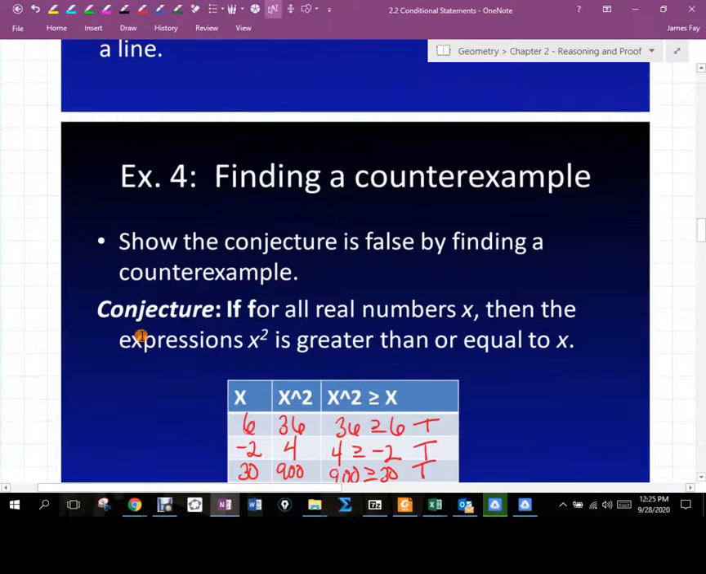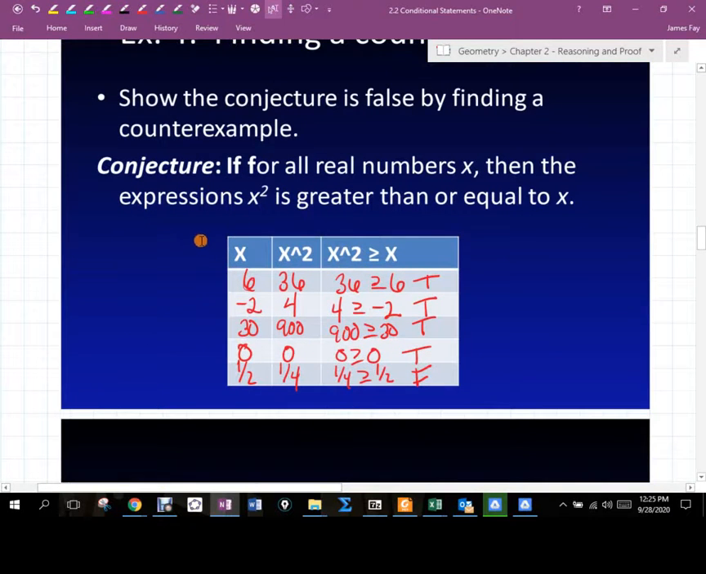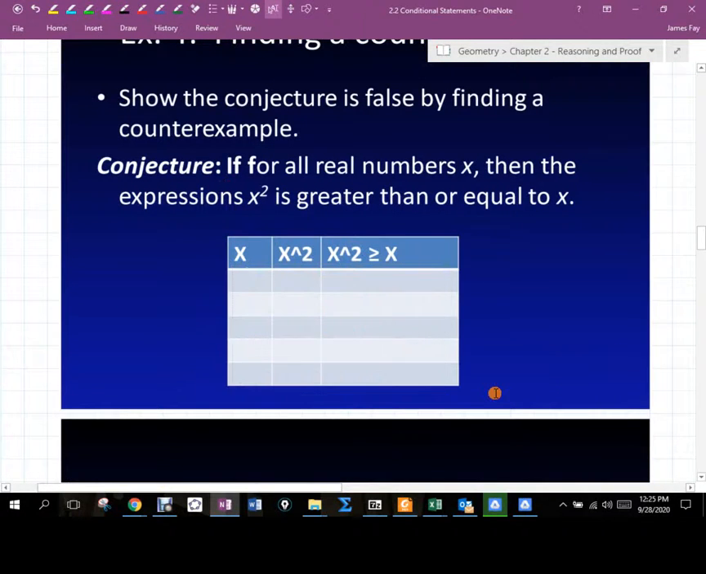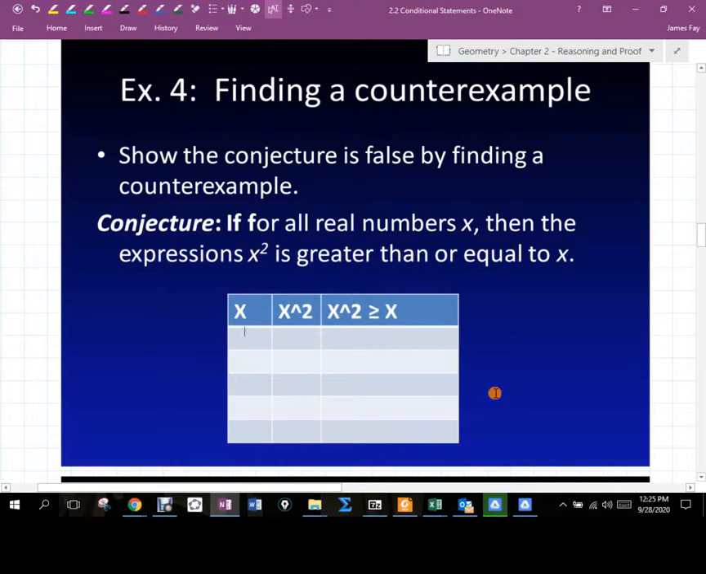Finding counterexamples. So a counterexample is an example, a statement that shows that a conjecture is false. That shows an argument is false.